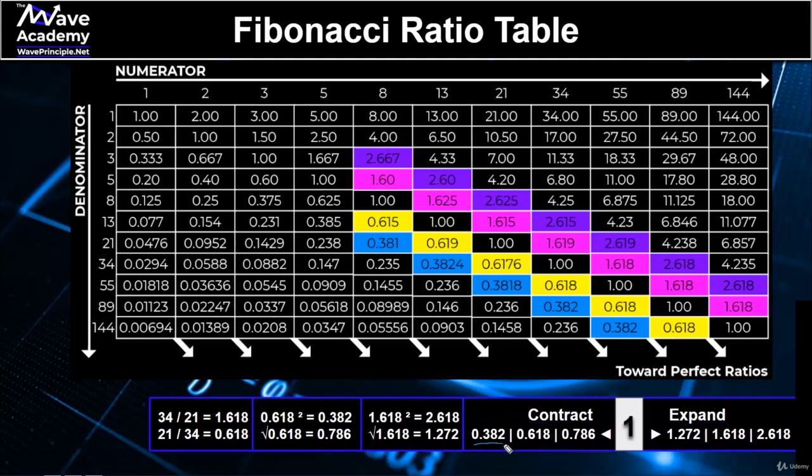So basically what we have here is the 382, the 618, and the 786 as the main numbers for the contraction. And the 1272, you must remember this is the root of 1618, and also 1618 and 2618. This is how the price expands. And we can also use the negative numbers of 618, 382, and 786. Whatever you do in the market, you're always going to see the same, because it's like a mirror. So let's continue.